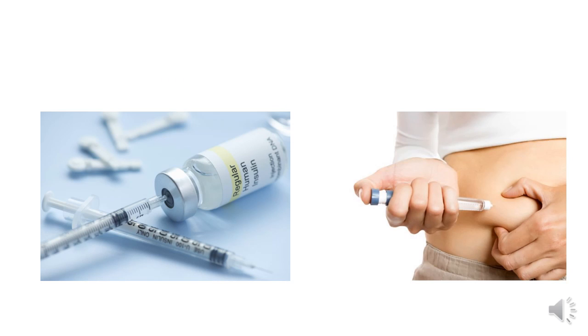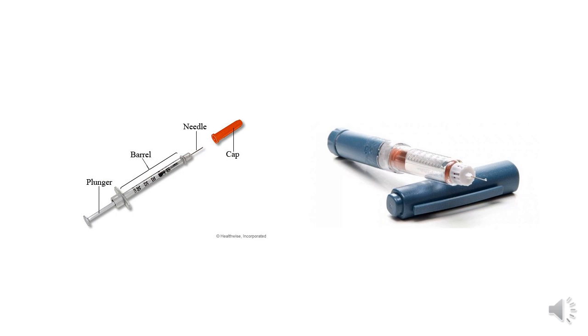So this is the insulin injection. Insulin cannot be given orally because it is a peptide. It gets degraded in the GIT. Insulin is administered subcutaneously. Insulin syringe on the left side and insulin pen on the right side are the devices which are used to inject insulin.